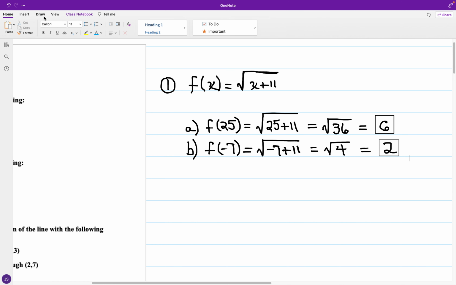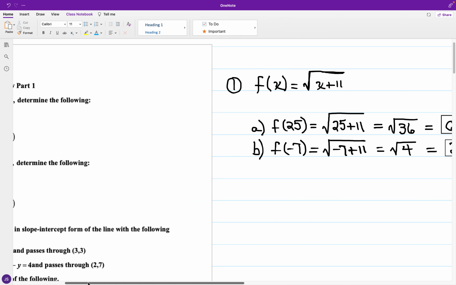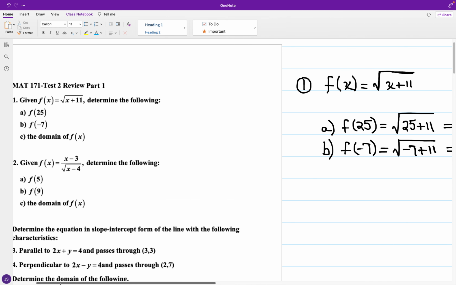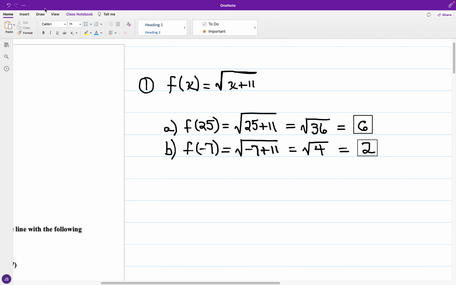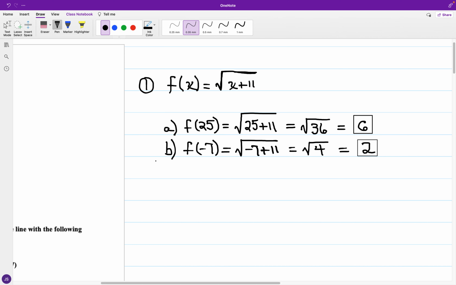Now, in the third part, we're looking for the domain of f of x. For the domain, we're looking at all the values of x whereby f of x is going to be a real defined value. With the nature of the function, we have an even root radical, in this case a square root, and this signifies that x plus 11 cannot be negative.